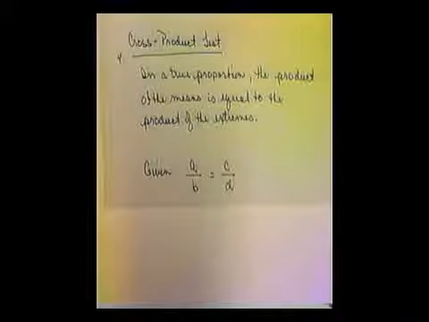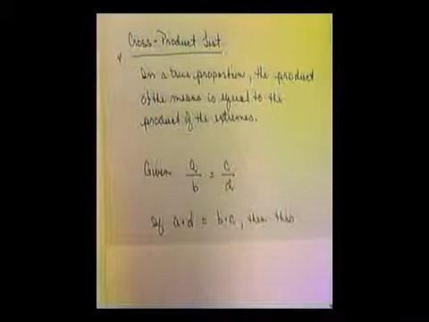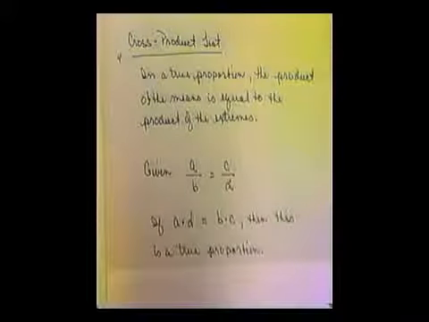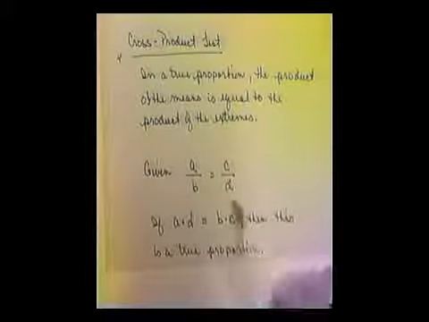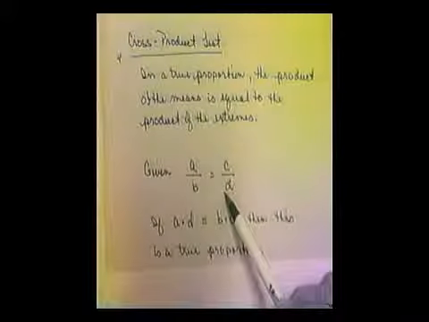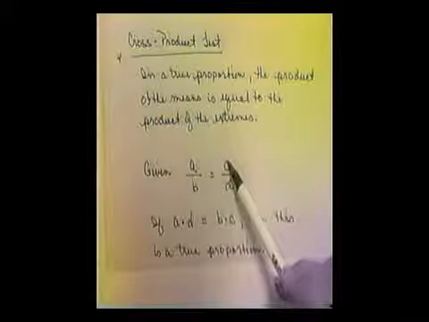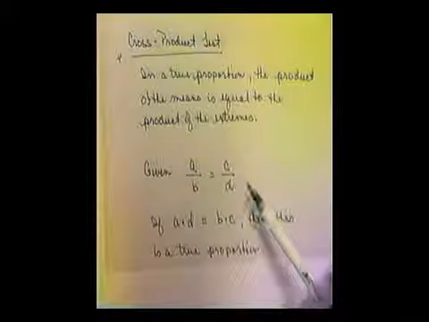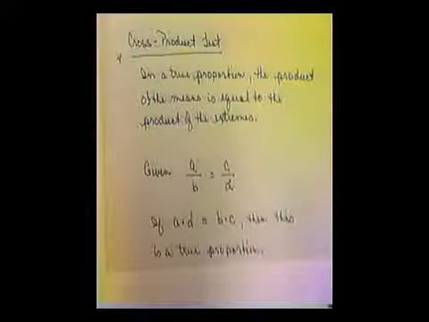So given the proportion A/B equals C/D, if A times D is equal to B times C, then this is a true proportion. If we multiply A times D and set it equal to B times C, we get a true proportion if they're equivalent. This is also called cross multiplying.